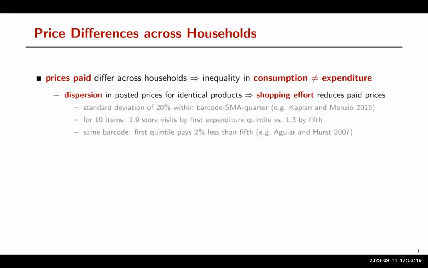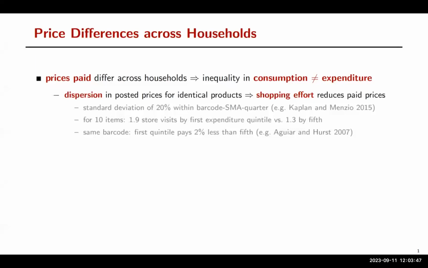What's been shown so far is that the prices that households pay differ on at least 2 dimensions. The first is that there's substantial dispersion in posted prices for identical products. And when I say identical products, I mean something as disaggregated as a single can of Coke. So for this can of Coke, at any given point in time, there are going to be substantially different prices across different stores, and households differ in how much they exploit these differences in prices for identical items.